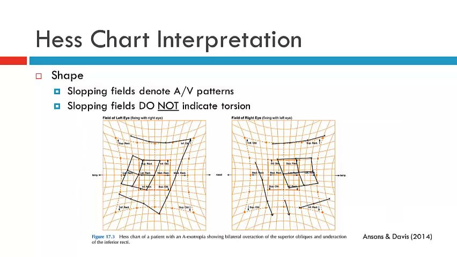Lastly, we'll look at the shape of the Hess charts. And what we're looking for in relation to shape is tilting or sloping of the fields. You can see here that if we take that inner line, the fields are starting to slope. What this indicates is whether you have an A or V pattern. Be very mindful that it does not represent torsion. It represents whether an A or V pattern is present.